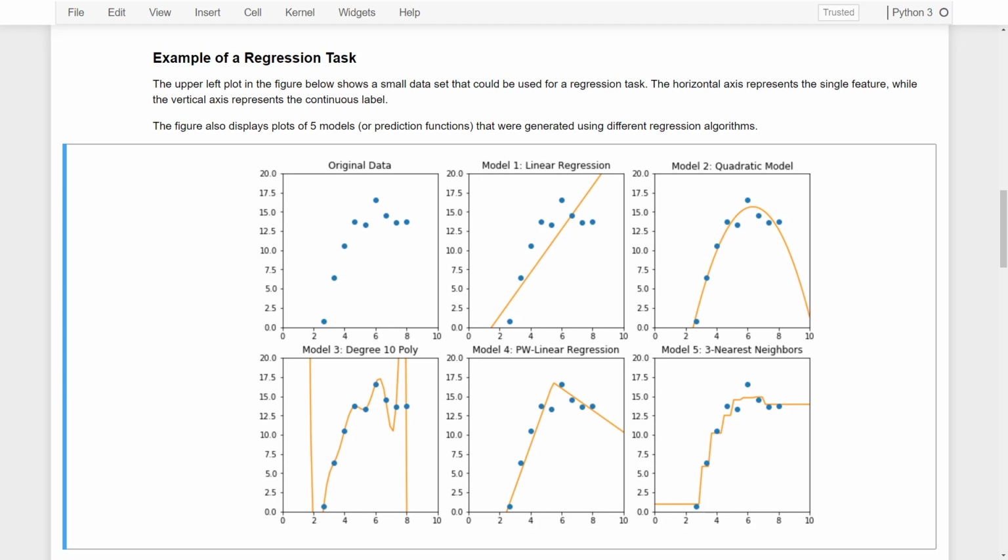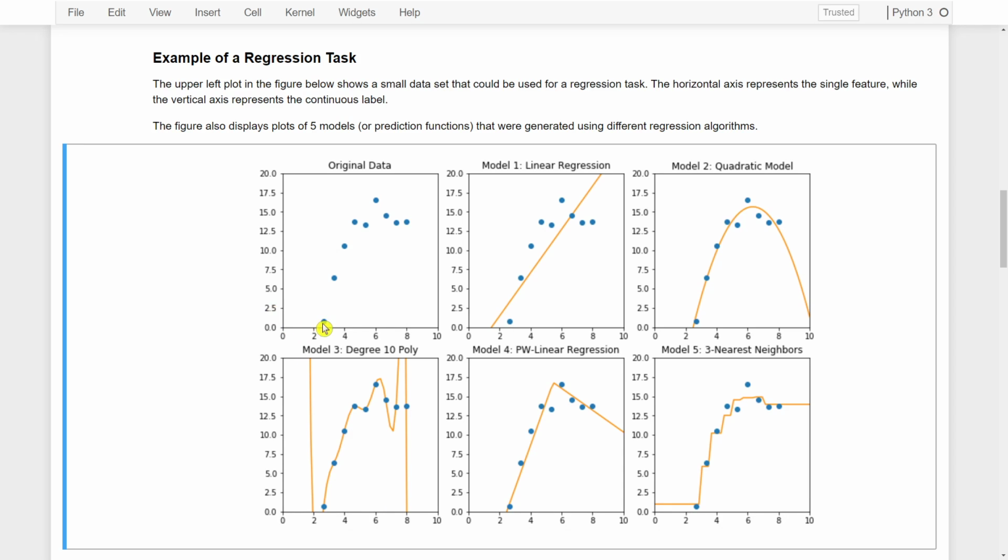To illustrate the sort of considerations that we have to take into account when performing regression, here we have a very simple data set to be used for a regression task. In this example, we have one input, which is indicated by values along the x-axis, and one output, which are values along the y-axis. And each of these points is a single observation.